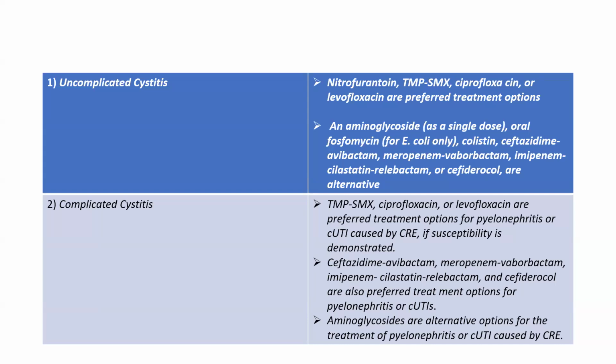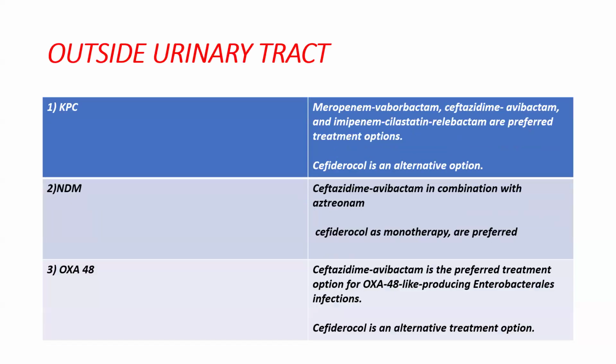If it is complicated cystitis, then the treatment options are trimethoprim-sulfamethoxazole, ciprofloxacin, levofloxacin. The preferred treatment options for pyelonephritis and complicated UTI caused by CRE, if susceptibility is demonstrated, are ceftazidime-avibactam, meropenem-vaborbactam, imipenem-cilastatin-relebactam, and cefiderocol. Aminoglycoside is the alternative agent.